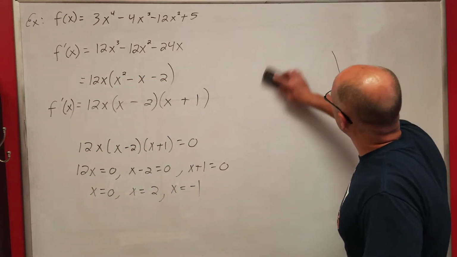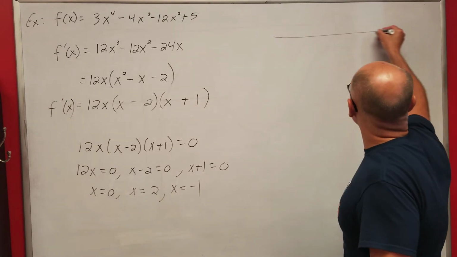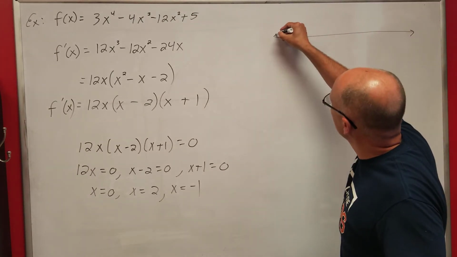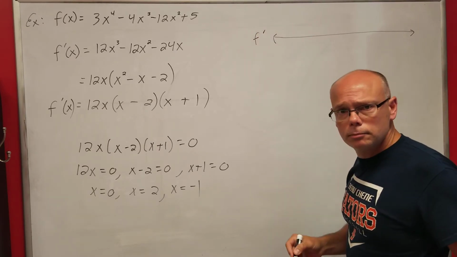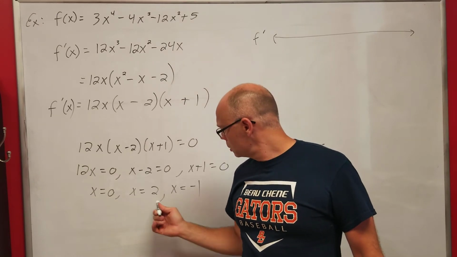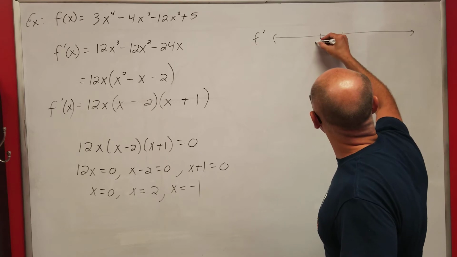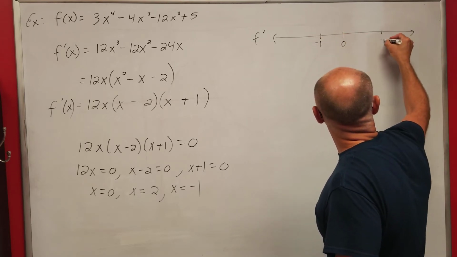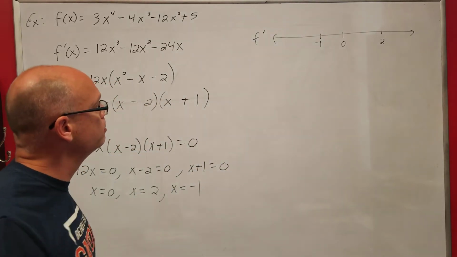All right, so what I'd like to do next is create a number line, okay? I'd like to just draw me a number line here, and I'd like to call that number line f prime. And I want to break it up with 0, 2, and negative 1 on it. So here's 0, here's negative 1, and here's 2. Don't worry about drawing it to scale. Just put them in the correct order.